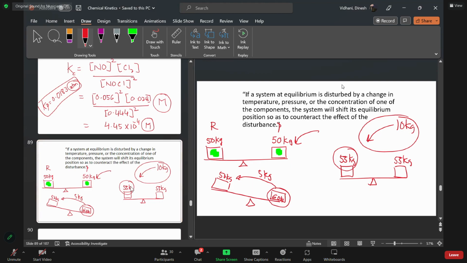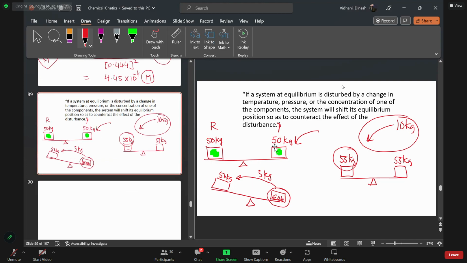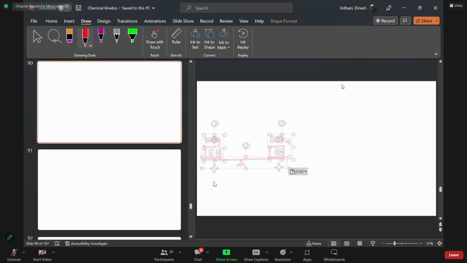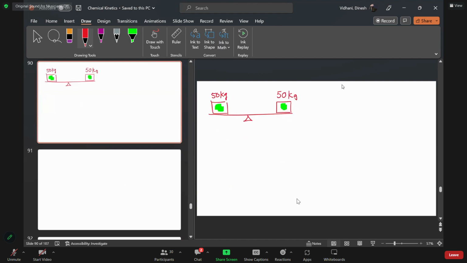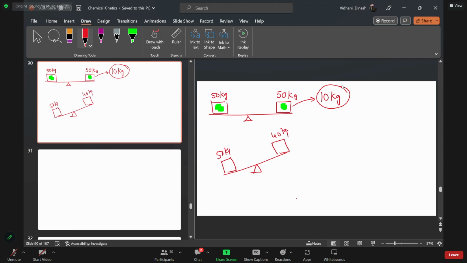Now, let me put one more example here. Suppose I remove, not 5, let me remove 10 kilograms from the right side. What should happen now? Left side will give over 5. Exactly. So now my new position will be 50 kilograms here and 40 over here. To gain back the equilibrium, I need to transfer 5 kilograms to the right side. So now I got 45 and 45.